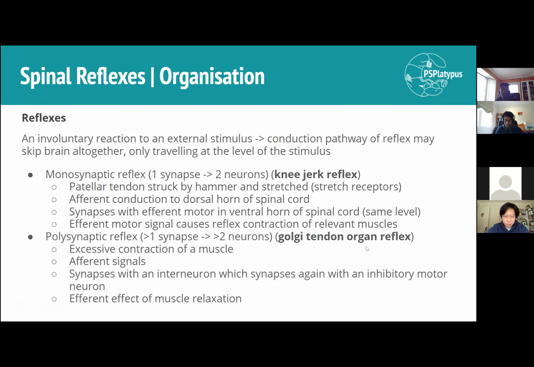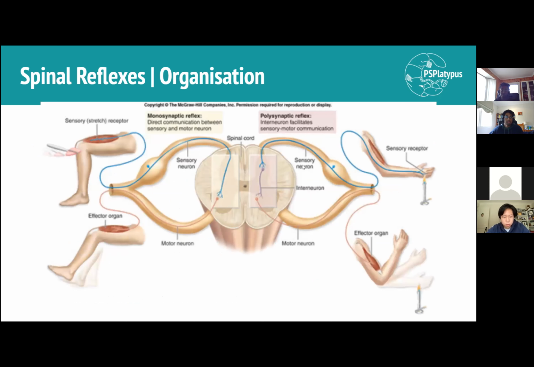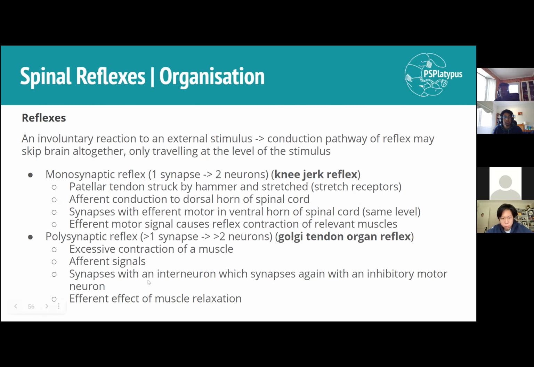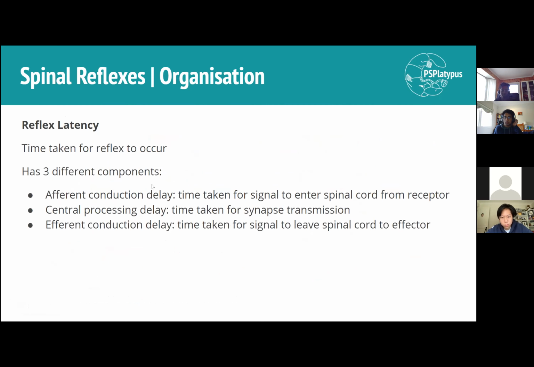The example is the Golgi tendon organ reflex, and that occurs when there's excessive contraction of a muscle. That creates afferent signals from a receptor, and what happens is it synapses with an interneuron. An interneuron is just a short neuron which connects two different neurons within the spinal cord itself. So we have a sensory receptor, a sensory neuron, an interneuron inside the spinal cord, which transmits to a motor neuron, still in the ventral horn, towards the effector organ. The only difference is there's an interneuron, and the example is the Golgi tendon organ reflex.